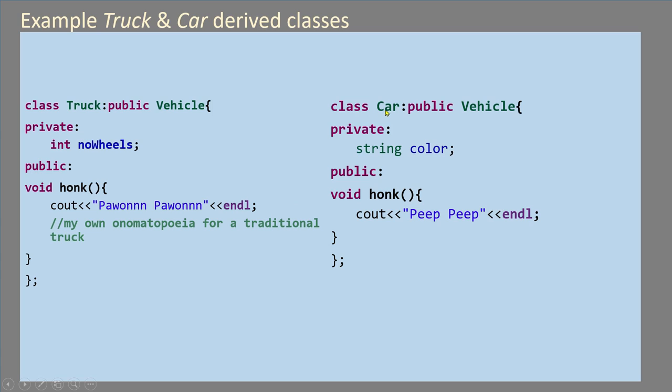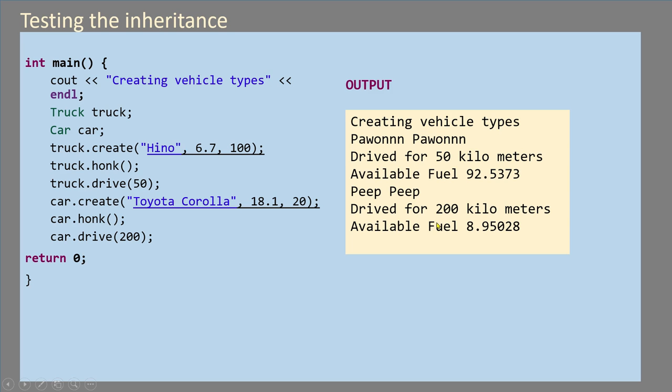Car is also a derived class that has been publicly derived from vehicle. It has its own data members, for example, I'm interested in the color of the car, and its own honking capability, for example, beep beep. I've tested this class. I've created one object of each child class, for example, truck and car.